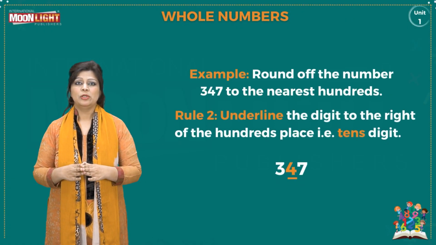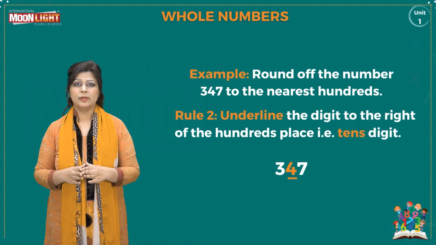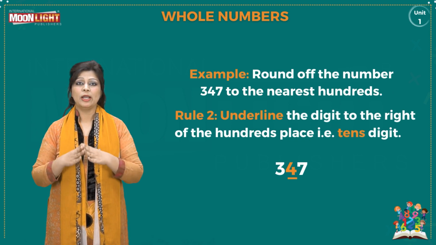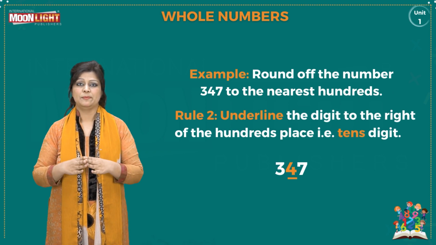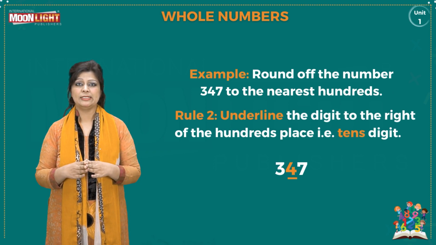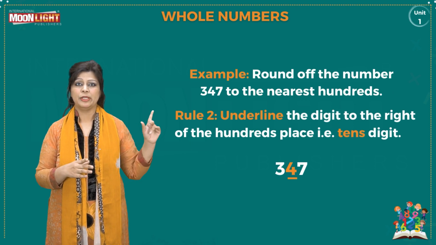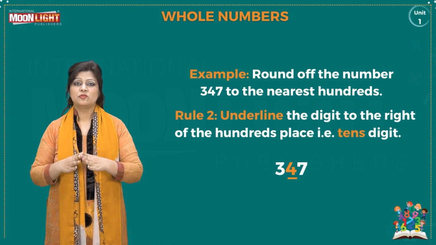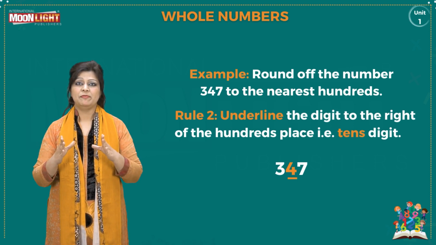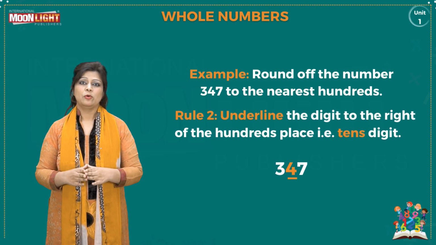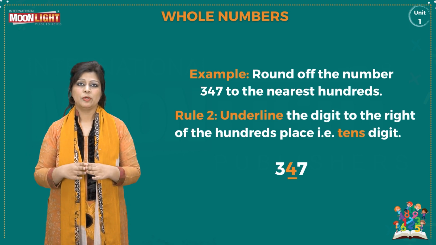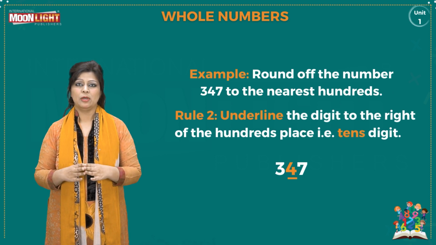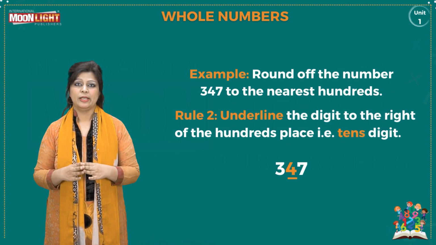Next, according to rule number 2, just recall rule number 2. We need to underline the digit at 10's place, which means we are going to underline the number 4. Now, this 4 is going to tell you what we are going to do. We are going to round up or we are going to round down. So, we are going to show this number on the number line and we'll decide accordingly.